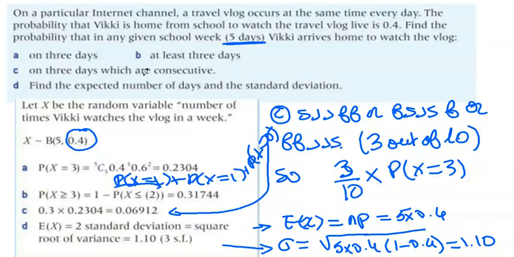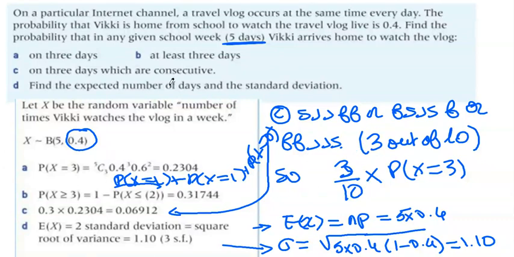On 3 days which are consecutive. When I say 3 days which are consecutive, it means it could be SSSFF or FSSSF or this one. So I have 3 possibilities. So I have 3 out of 10. So I need to multiply the probability of P of x equal to 3 by 3 over 10.